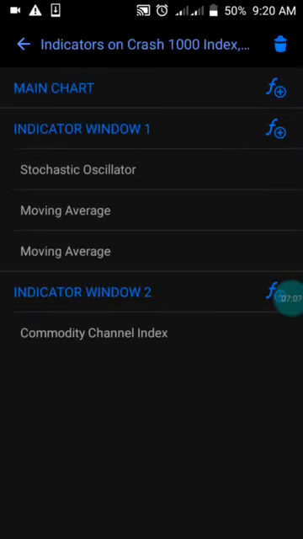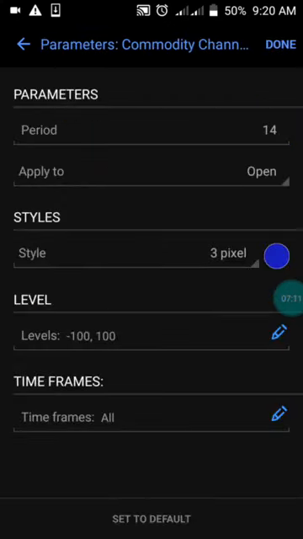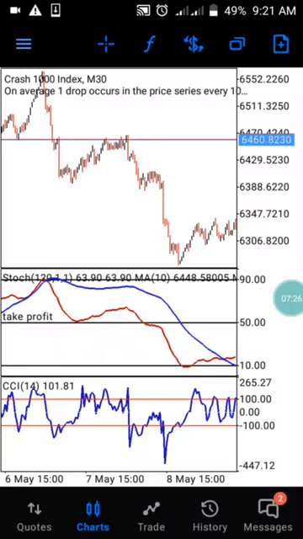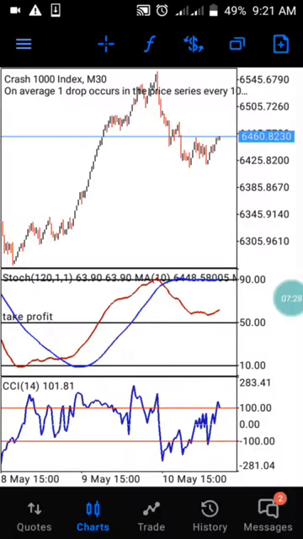Then you have to move to the indicator window 2. Then you open it. You have your period of 14. You have apply to open, and you have your style to be in blue color. You see that negative 100 is always there. Just press on done when you do that. So we have the commodity channel index. So with that, you will have the same settings the way I have it here on my chart.